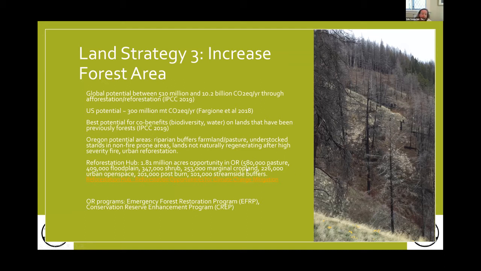There is a really great website that I've linked here called the Reforestation Hub that has looked at spatially explicit opportunities by state, the specific amount of acres and the specific types that are potentially available for reforestation. So I've listed what it is for the state of Oregon. Now, how can these be done? There are some cost share programs that are available in the state of Oregon, and these are listed below.